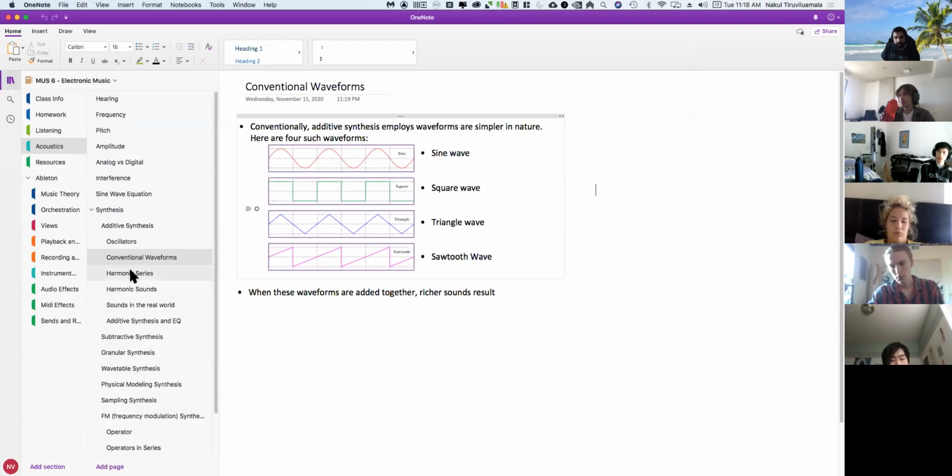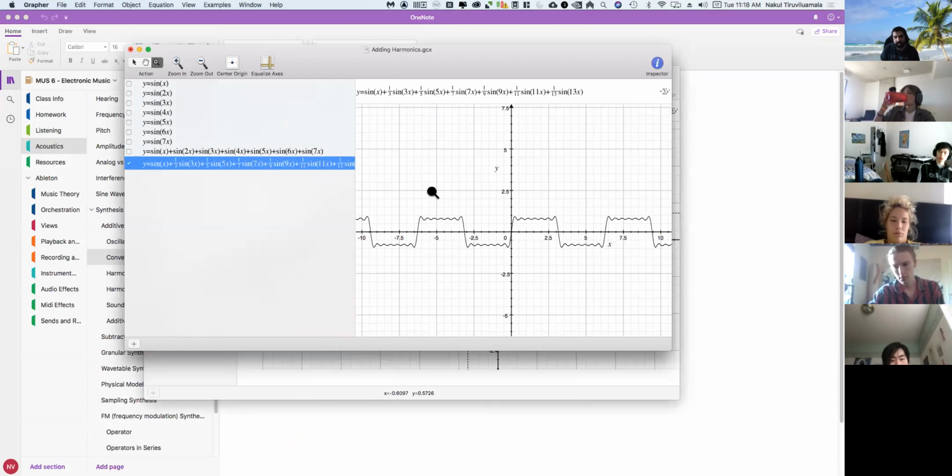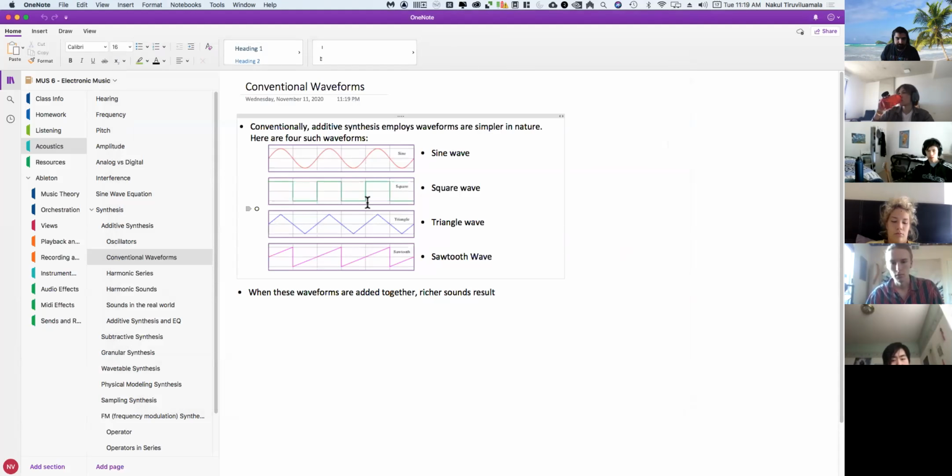So what I wanted to show you was this idea that you can actually generate other waveforms just by using a simpler waveform and adding together multiples of that particular waveform. And you can generate all kinds of interesting sounds that way. So in other words, a square wave can be created from a sine wave. A triangle wave can be created from a sine wave. A sawtooth wave can be created from a sine wave, okay?